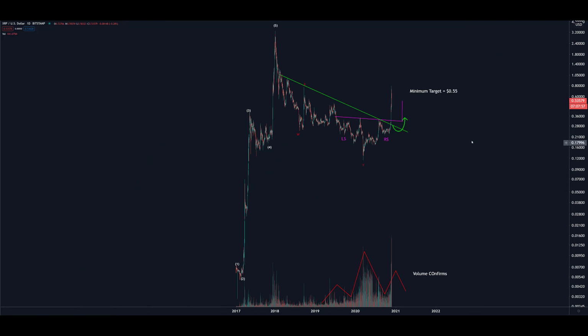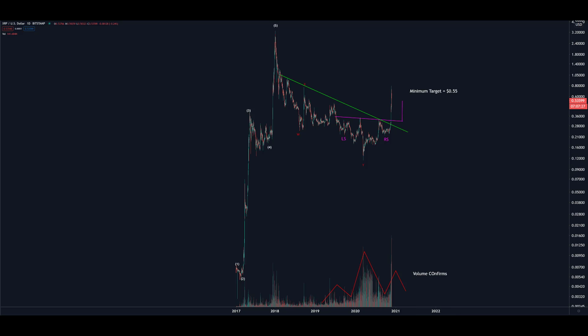Now here, XRP has broken deep into the other side of this resistance line. It also gave an inverse head and shoulders confirmation. Okay, volume busted to the upside, so great, and it is now doing a correction.